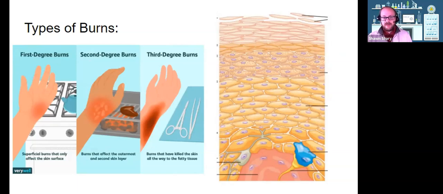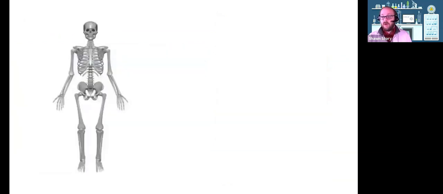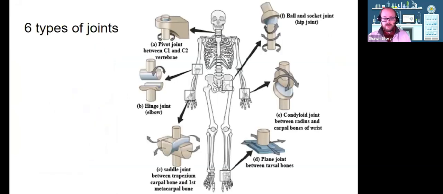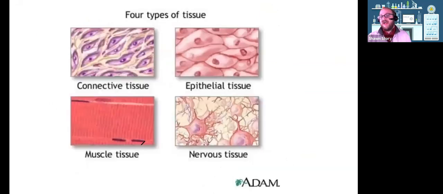And so, yep, those were our 3 sections that we focused on today. We had all of our bones in the human body. We had our 6 different types of joints in the human body. And then we looked at these different types of tissues.